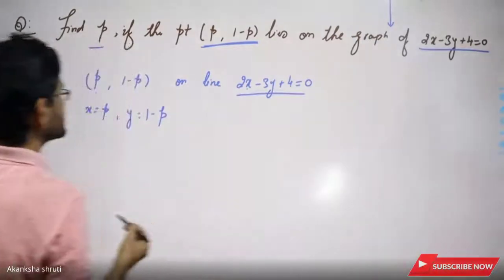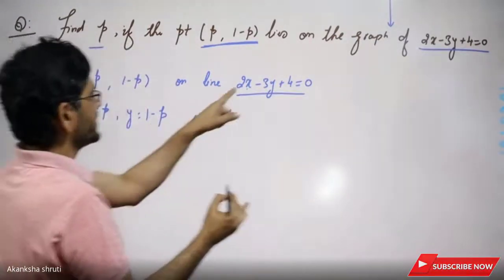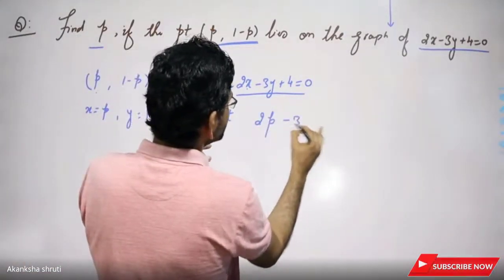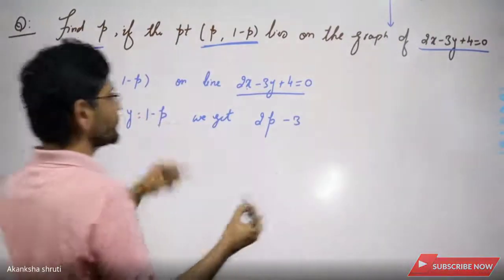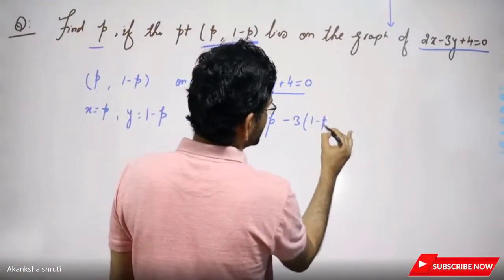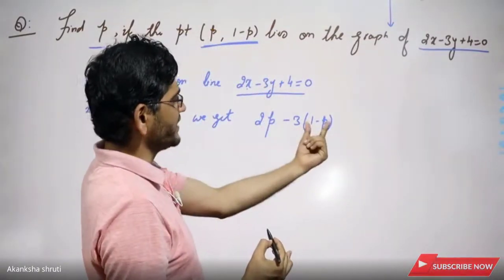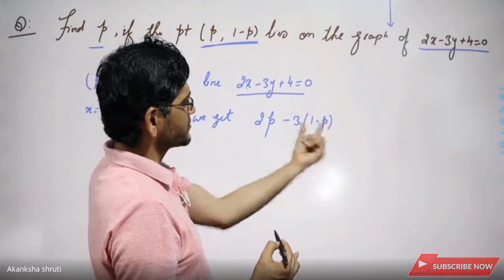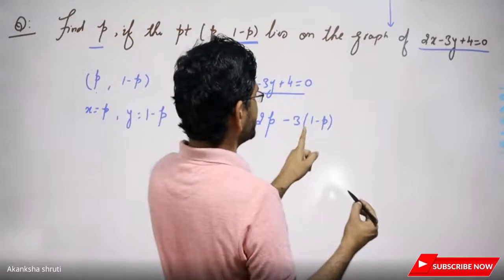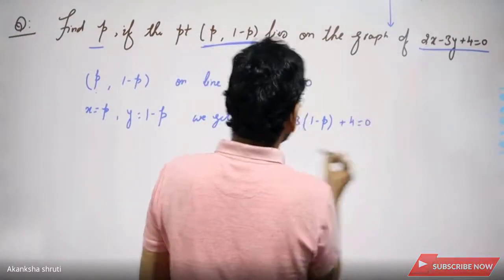So on substituting, we get, let us substitute it. In place of x, we have to take p. So it becomes 2p minus 3. y is our 1 minus p. So be careful regarding substitution. So it is 1 minus p. This we have to keep inside the bracket because it is 3y and y is 1 minus p. So this 3 will multiply to both the terms 1 as well as p. Therefore, we have to take it inside the bracket. Plus 4 equals 0.